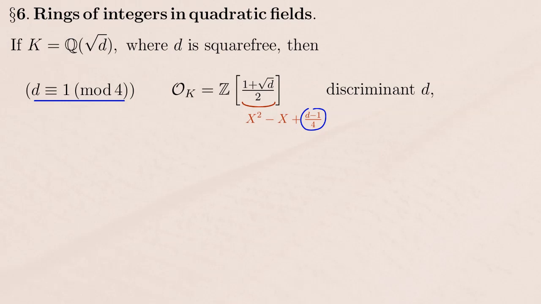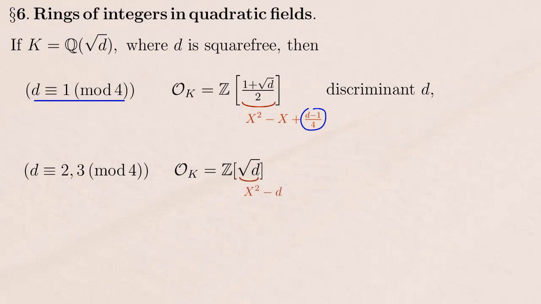On the other hand, if d equals 2 or 3 mod 4, then the ring of integers is Z adjoin root d. This element has minimal polynomial x squared minus d, and the discriminant is 4d. So finally, we now know the right rings to work in to get unique factorization into prime ideals for all quadratic extensions of Q.